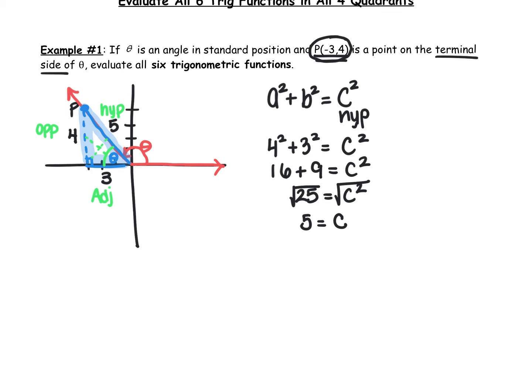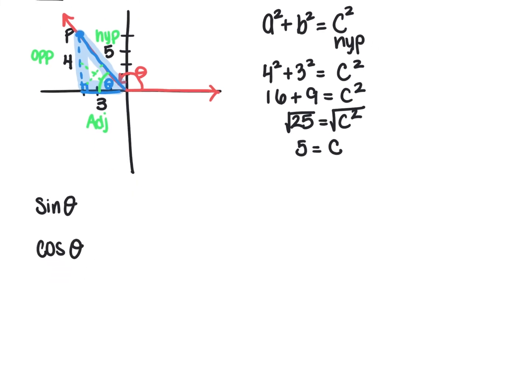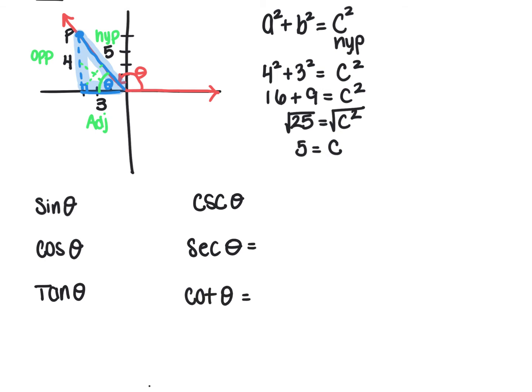So we need to find all six trig functions. So we need sine of theta, we need cosine of theta, and then we need tangent of theta, and its reciprocals. Remember, the reciprocal of sine is cosecant, sine sandwich. The reciprocal of cosine is secant of theta, and the reciprocal of tangent is cotangent. So the goal is to find these values. So what might help a little bit is if we write out SOHCAHTOA. So we've got SOH, CAH, and then TOA.